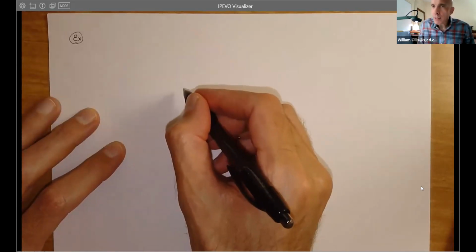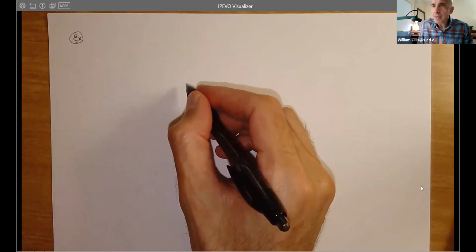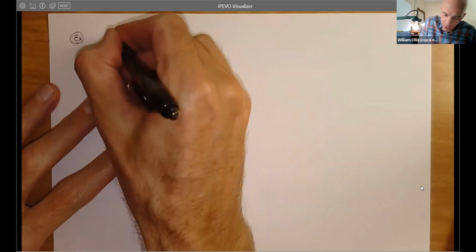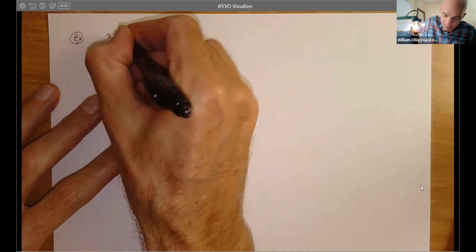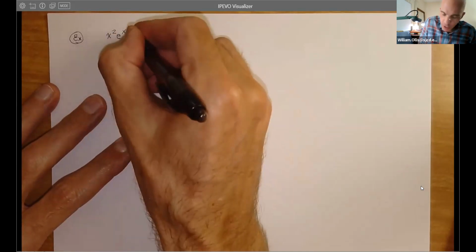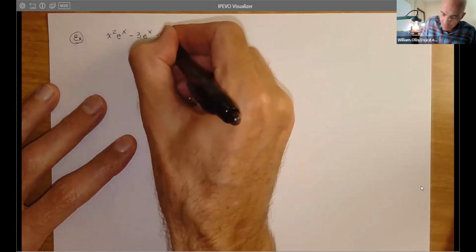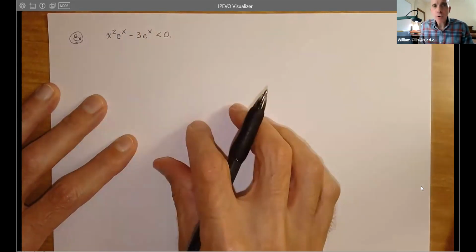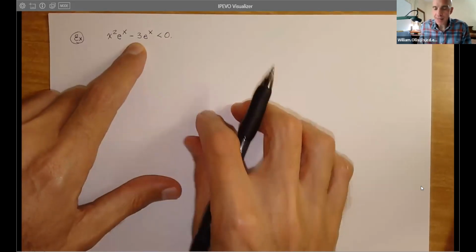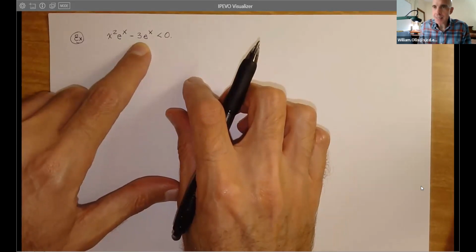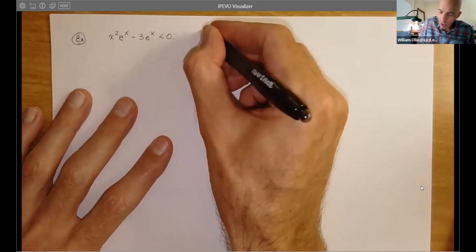Let's do an inequality. Now, of course, again, the key is to use the identities and the definition of logarithm to get an exact answer. Say, for instance, we had something like this. Do we use the techniques that we already know about inequalities? And the answer is yes. So say we're asked to solve this inequality. That is, we have x squared times e to the x minus 3 times e to the x. And again, solve in R.